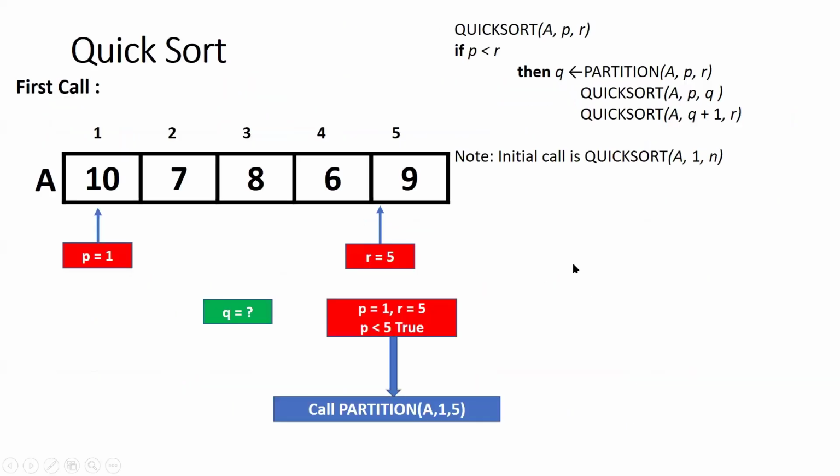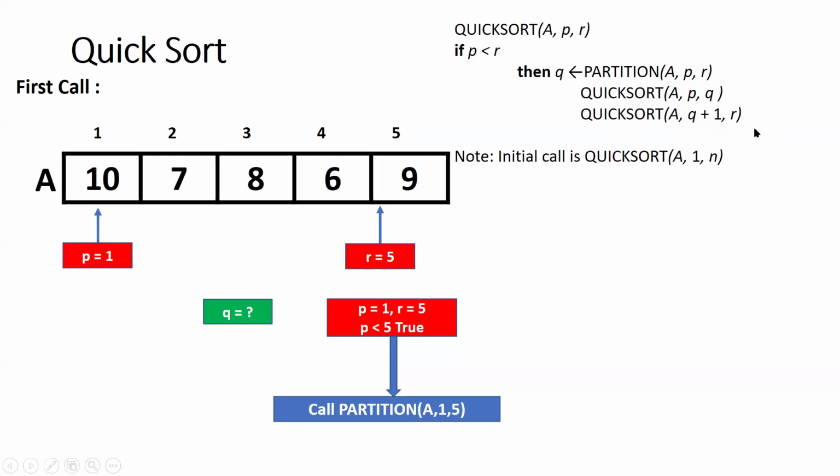Here is a very simple example. I have already discussed so many examples in sorting. So here we are taking an array A with elements 10, 7, 8, 6, 9. Here the quick sort algorithm is written. QuickSort(A, P, R): P is the starting index, R is the last index. If P is less than R, then Q is equal to Partition(A, P, R). QuickSort(A, P, Q) and QuickSort(A, Q+1, R).